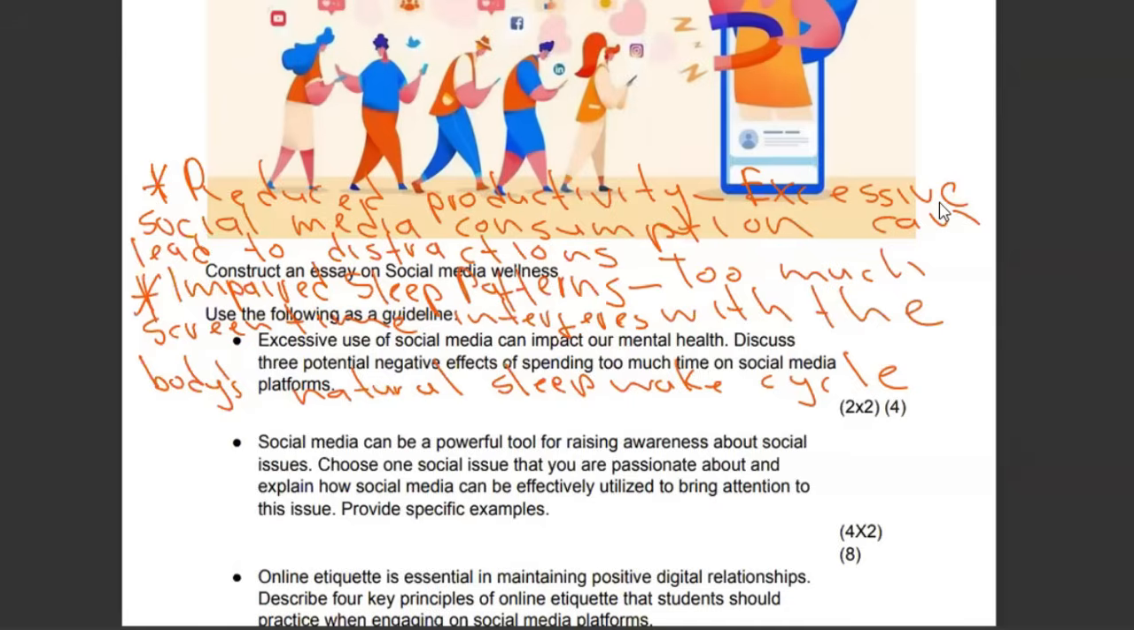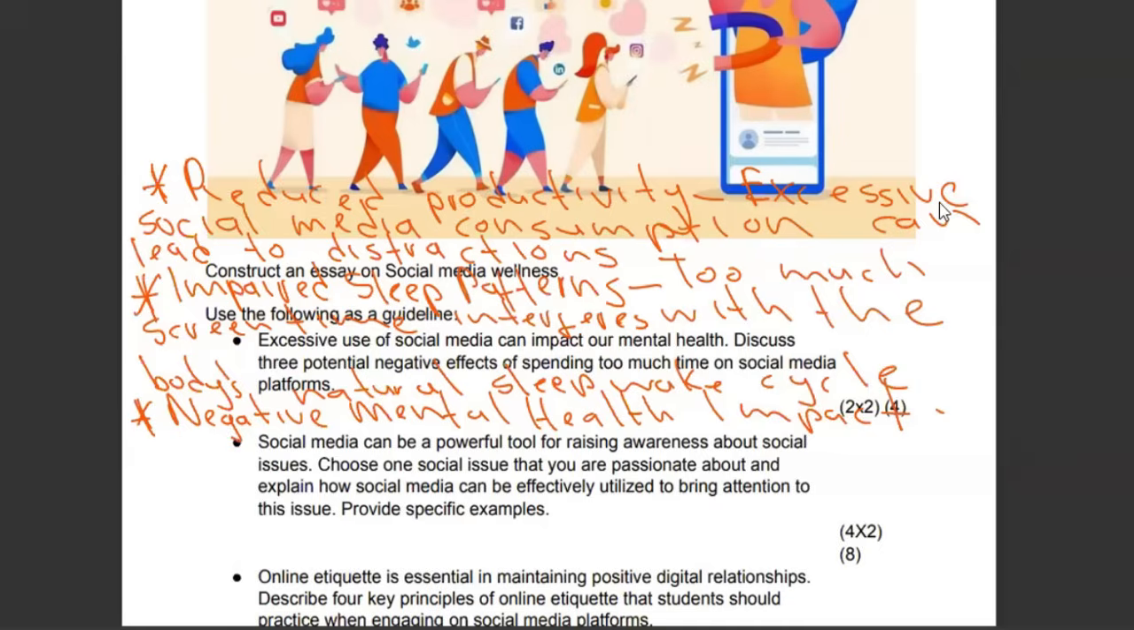The negative mental health impacts. Too much consumption of social media can result in negative mental health impact. Prolonged use of social media has been linked to increased feelings of anxiety, depression, and loneliness, as it can foster unrealistic comparisons, cyberbullying and also social isolation.